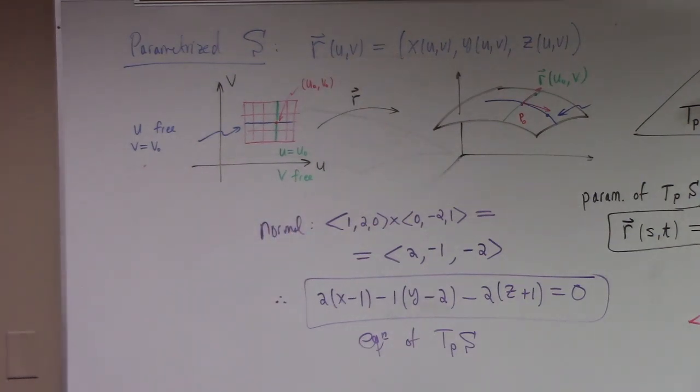So if you're given a level surface description of a surface, it's much easier, of course, to find an equation to describe the tangent plane. But these are equivalent ways of describing the same geometric object, right? We want to learn how to go back and forth between these ideas.